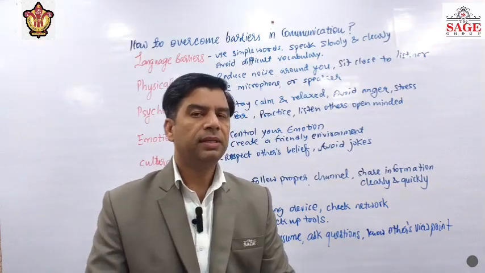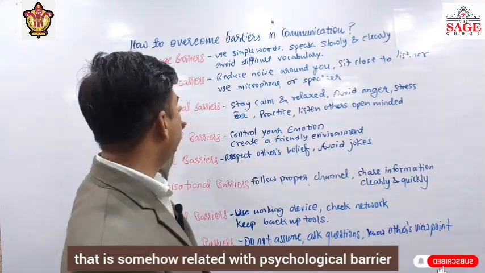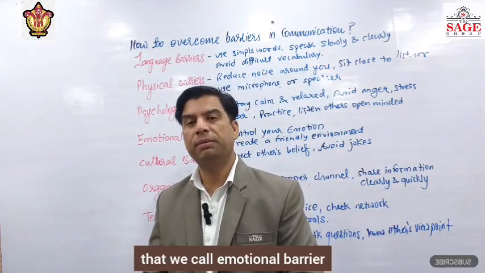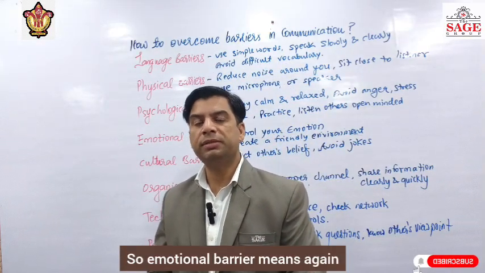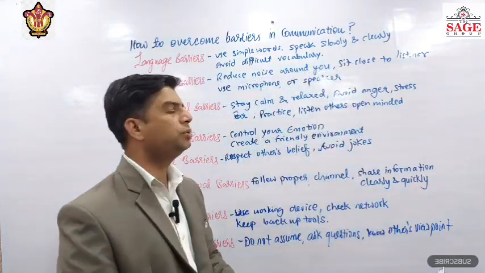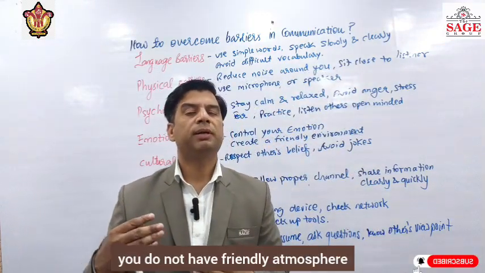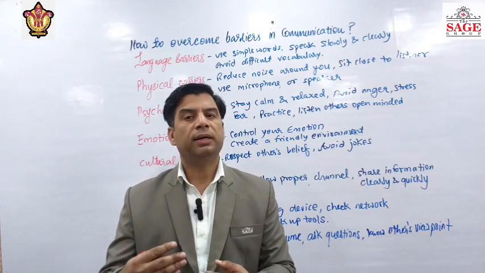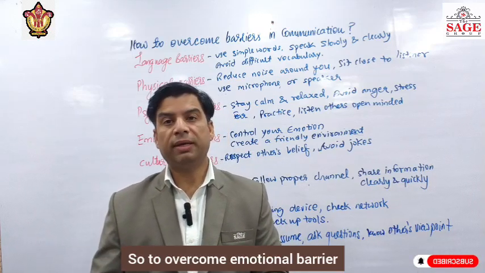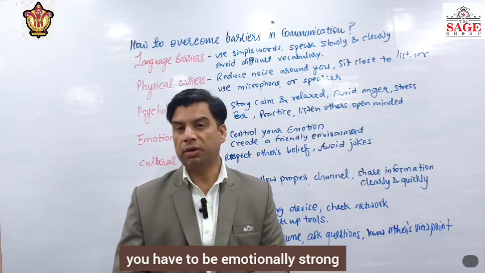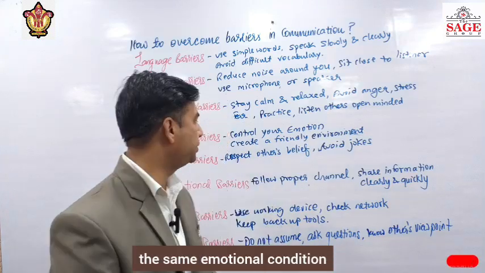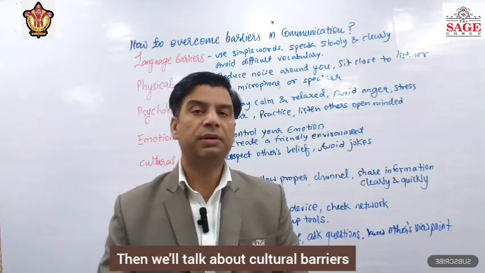Now, emotion is something that is somehow related to the psychological barrier. There is one more barrier that we call emotional barrier. So emotional barrier means, again we can say that you have some emotions, you do not have a friendly atmosphere, you have some previous assumption in your mind. So to overcome emotional barrier, you have to be emotionally strong and make sure your listeners are also in the same emotional condition. Then we'll talk about cultural barrier.